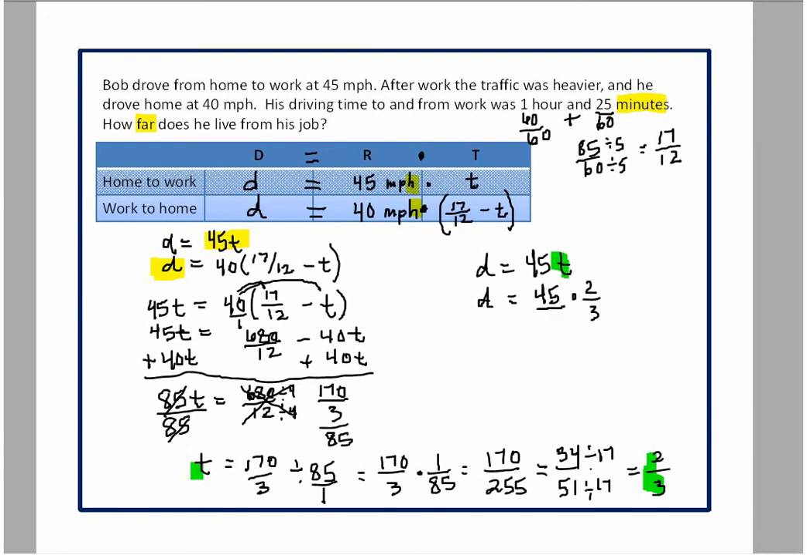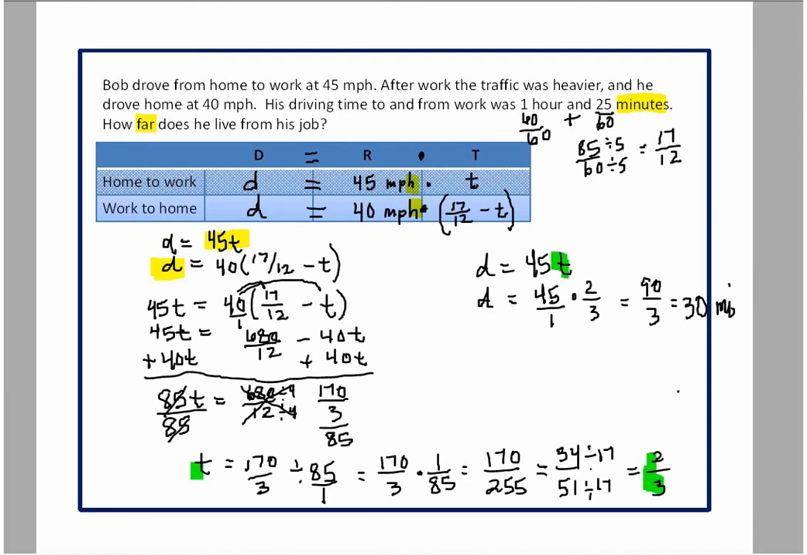I'm going to put it 45 over 1. So that gives me 90 over 3. And 90 divided by 3 is 30. So that is the distance. So he lives 30 miles from work.